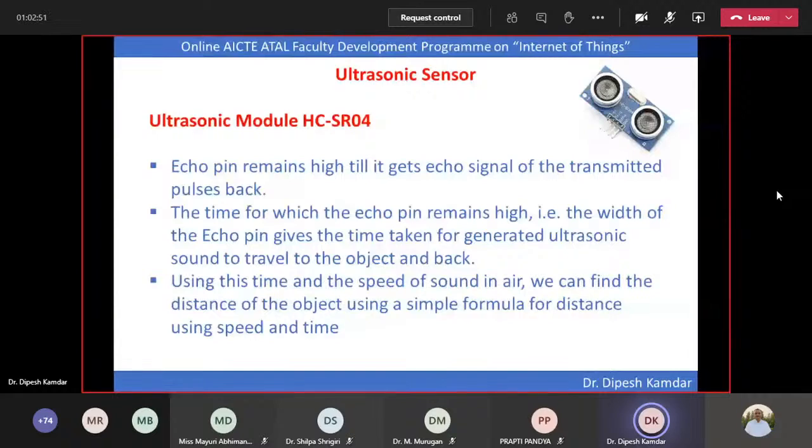Once you get the back signal, we can compute the time required to receive it. From the echo pin, you can compute the time difference between the transmitted and the received signal. We know the velocity of the sound wave, so from that we can find out the distance using a simple calculation.